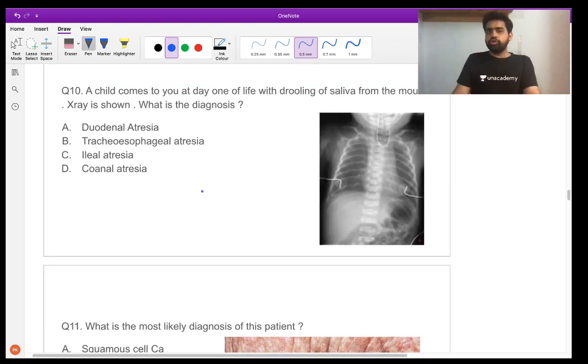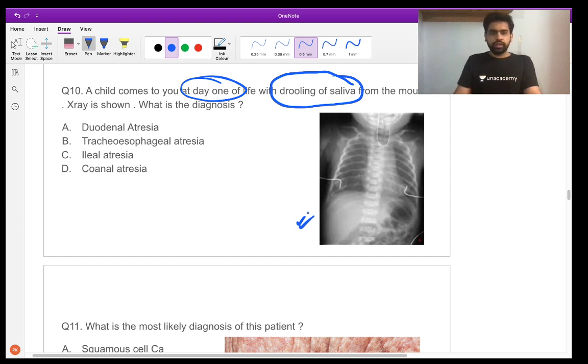A child comes to you at day 1 of life with drooling of saliva. So this is a buzzword, and this image has been shown to you. What is the diagnosis of this particular patient? Can you tell me, guys? Is it a duodenal atresia, tracheoesophageal fistula, ileal atresia, or a choanal atresia? So what is the answer, guys?